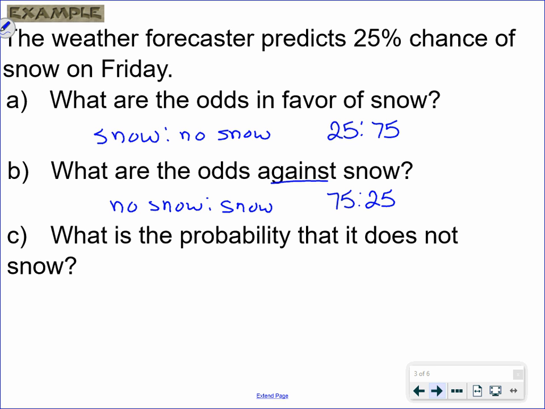What is the probability that it does not snow? So we see in the original question that the probability of getting snow is 25%. So if we want the opposite of that, we'll take the 100% and subtract the 25. So there is a 75% chance of not getting snow.